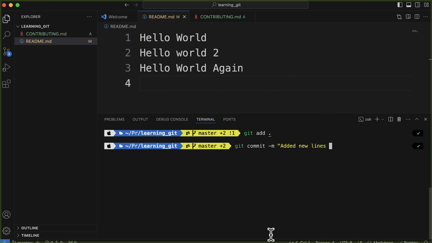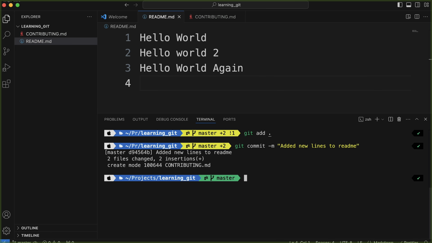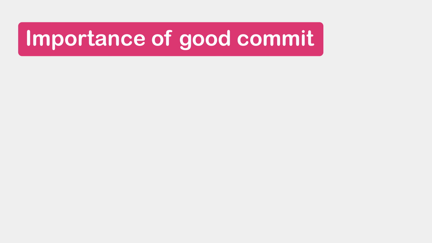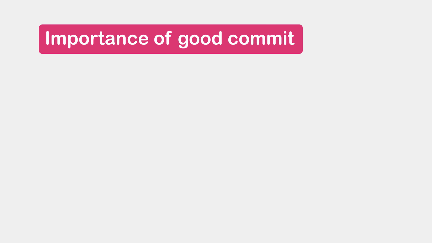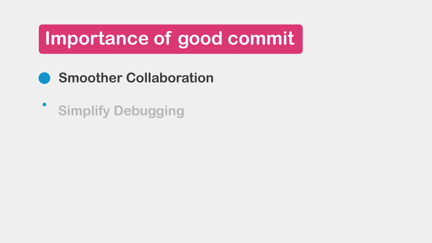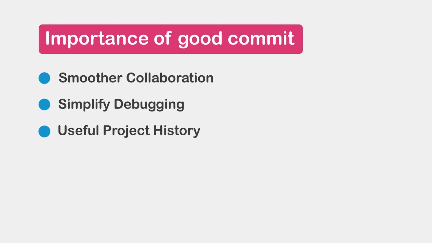Let's add a commit message. Now, let's talk about best commit practices. First of all, why should you care about commit quality? Well, clear, informative commits make collaboration smoother, simplify debugging, and create a useful project history. Your future self and obviously your teammates will thank you.